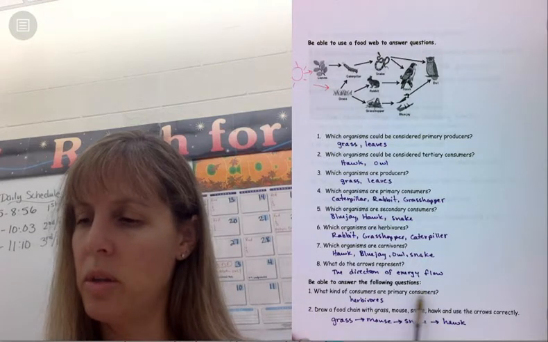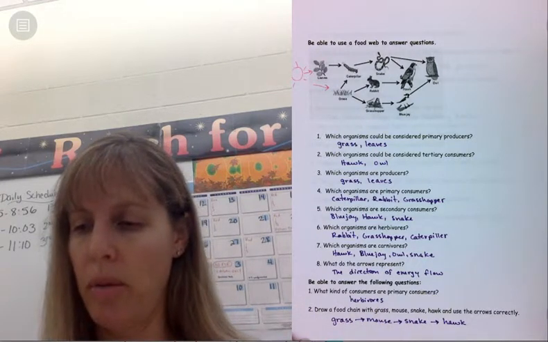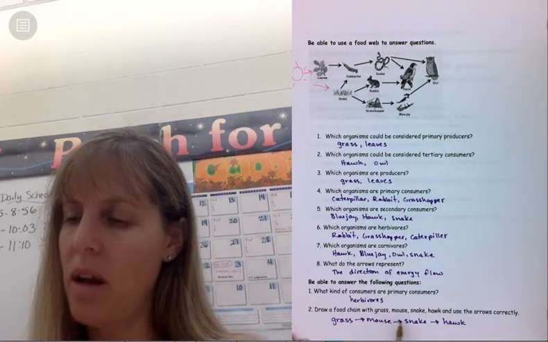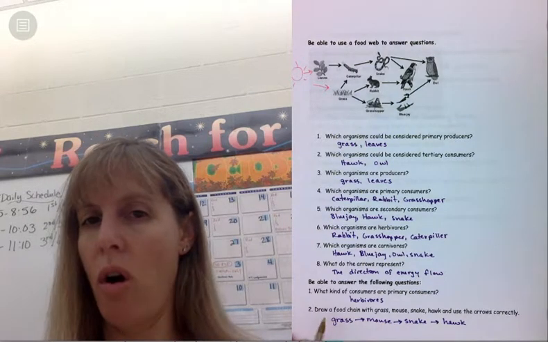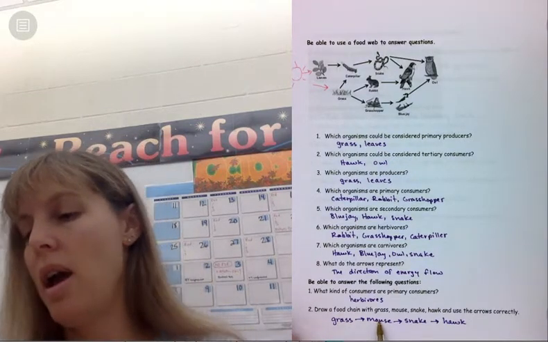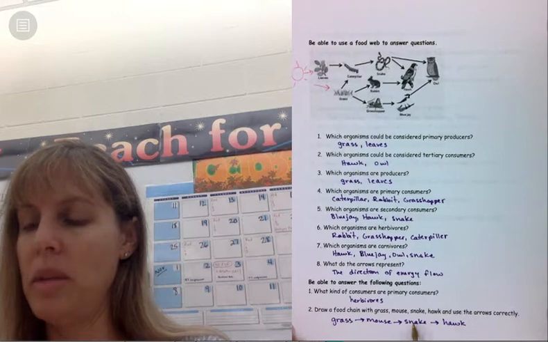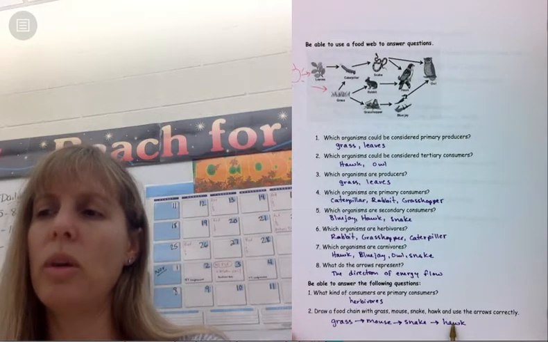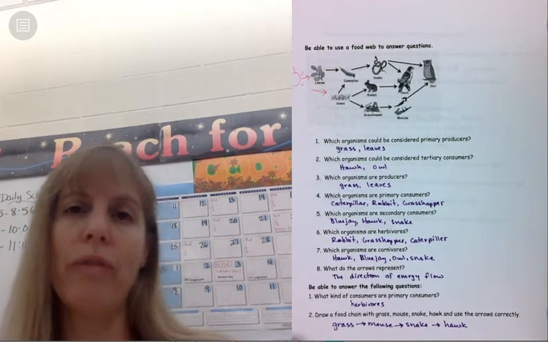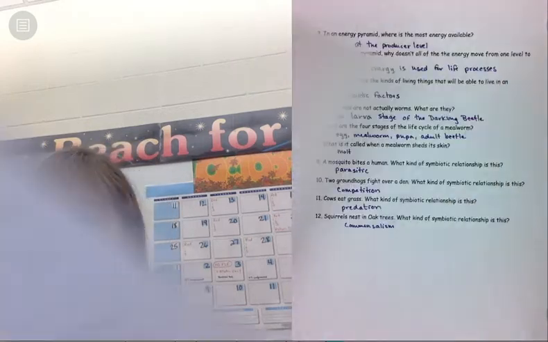What kind of consumers are primary consumers? It's always herbivores. And a food chain with grass, mouse, snake, hawk, and use the arrows correctly. Your arrows should all be going from the grass to the mouse. Remember, energy from the grass goes to the mouse. Energy from the mouse goes to the snake. Energy from the snake goes to the hawk. We don't use the words like the hawk eats this, the snake eats that. We usually say the energy goes to or from when we're talking about food chains and food webs.